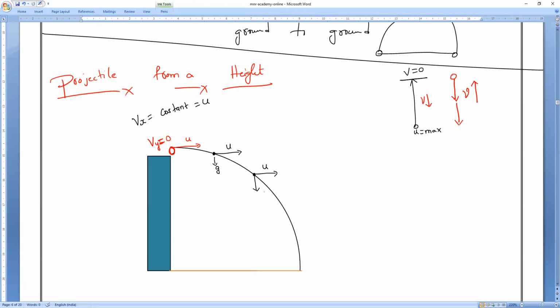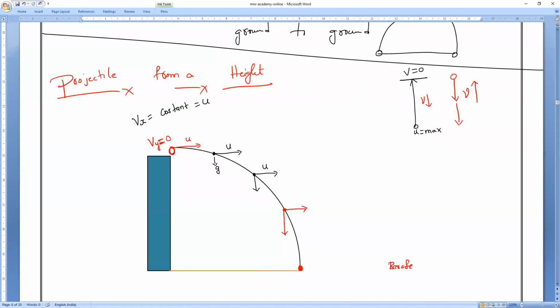Understand? Now the body reaches here, so the velocity in downward direction keeps on increasing. When the body is reaching the ground, we all know that before touching the ground, it will have maximum velocity or minimum velocity? We already studied this in 9th class also. Maximum velocity.